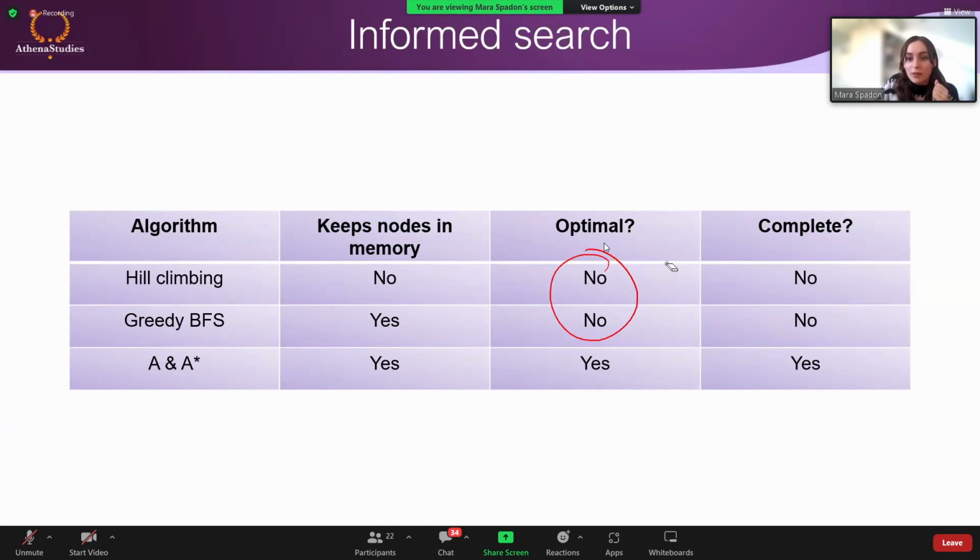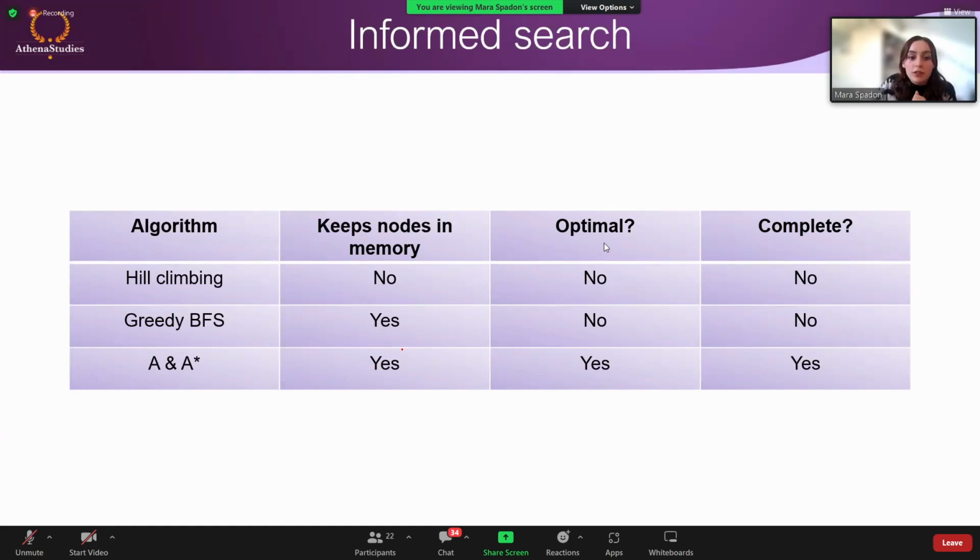So there could be a case sometimes that they do not find the goal and that they cannot find the optimal solution. The only difference here is that it keeps nodes in memory for greedy best first search and it does not for hill climbing. But overall, they're not very good search algorithms, as you can see here. You just have to know how they work, like what their search looks like as well. But keep in mind, they're not optimal and they're not complete. And the only difference is that this one keeps nodes in memory.